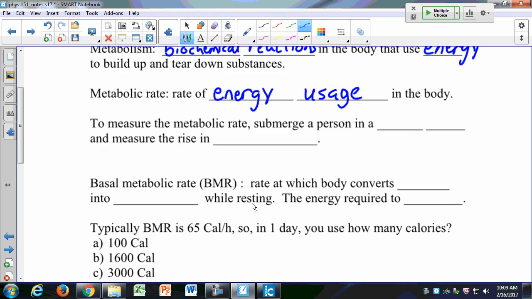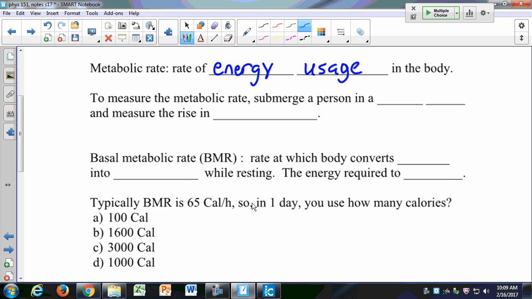To measure the metabolic rate, I don't know if you've ever done this, but it's very interesting. You submerge a person in a tub of water and measure the rise in the temperature of the water. Do you have advice to do this back there where you guys work? Athletic trainers? Measure the metabolic rate of a person?